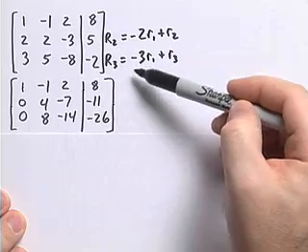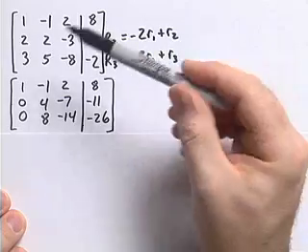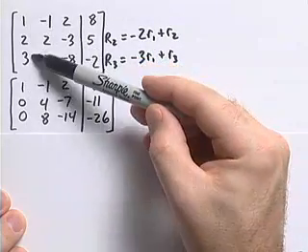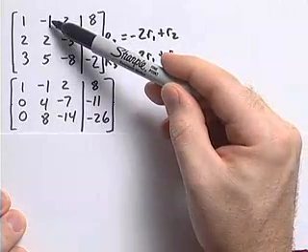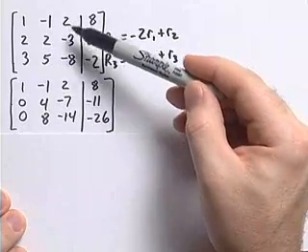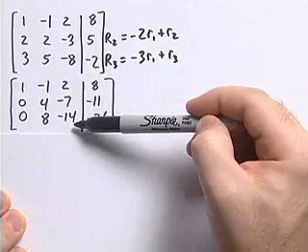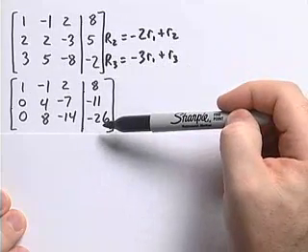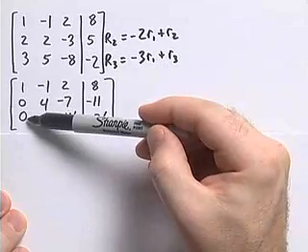To get our new row 3, we perform this operation. Negative 3 times 1 plus 3 is 0. Negative 3 times negative 1 plus 5 is 8. Negative 3 times 2 plus negative 8 is negative 14. And negative 3 times 8 plus negative 2 is negative 26. Now we have 1 with zeros underneath it here.